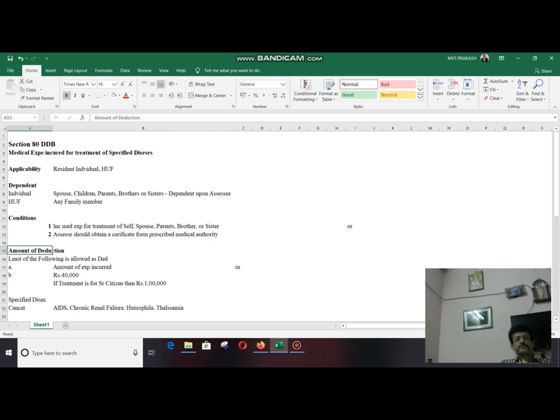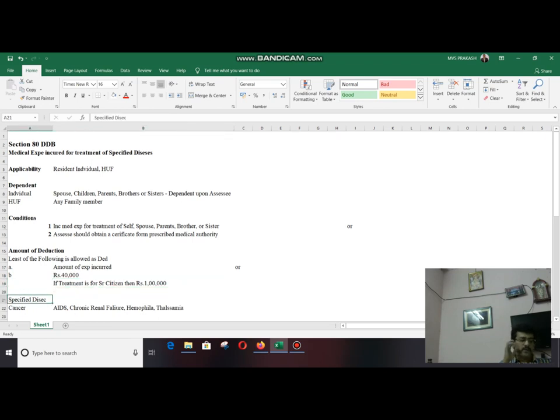What is the amount of reduction? Least of the following. What is that? Amount of expenditure incurred or 40,000. But if the treatment is incurred for a senior citizen, then the amount of reduction is not 40,000, it is a maximum of 1 lakh. So ultimately, amount of expenditure incurred or 1 lakh rupees in the case of a senior citizen if the treatment is for something called a specified disease.